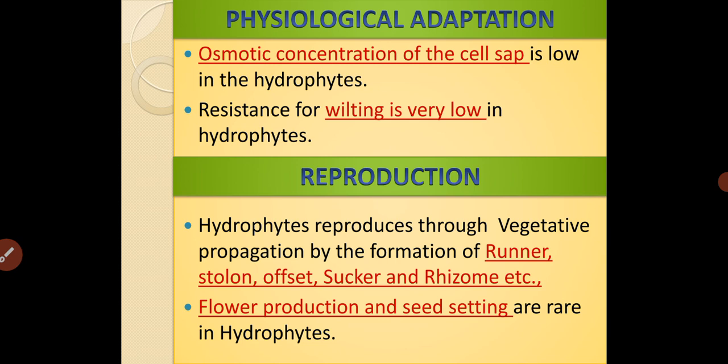Let us move towards the reproduction. Hydrophytes reproduce through vegetative propagation by the formation of runner, stolon, offset, sucker and rhizome, etc. Flower production and seed setting are very rare in case of hydrophytes.